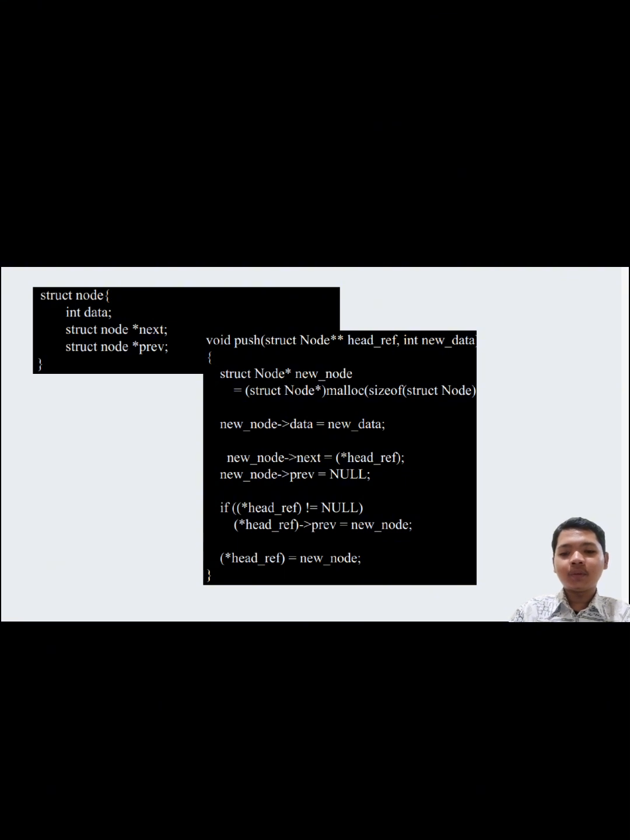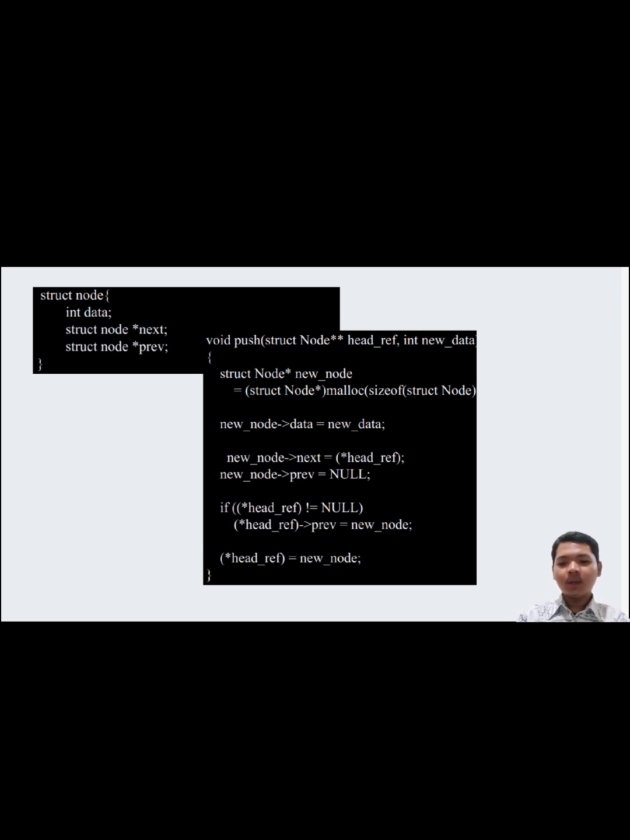Update previous pointer if needed. On lines 16 and 17, this conditional statement checks if the list is not empty, that is, the current head ref is not null. If it's not empty, the prev pointer of the current head is updated to point to the newly inserted node, maintaining the two-way link.